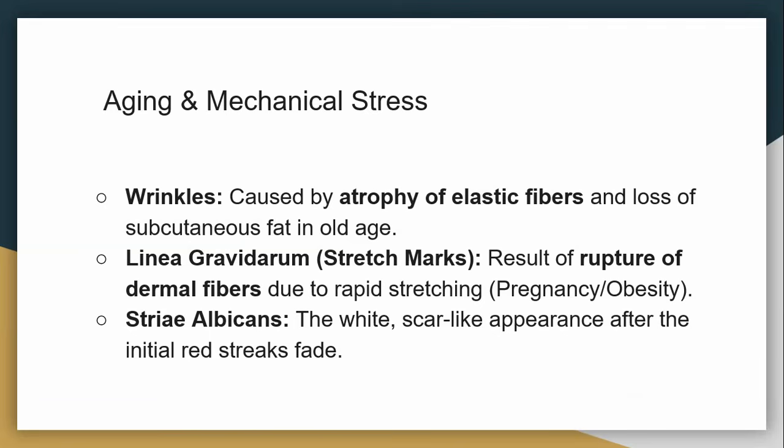Now is the striae albicans. They are white scars and they appear after the initial red streaks fade. Again, as the tummy stretches, first of all there will be red streaks, and when they fade, they will appear as whitish scars.